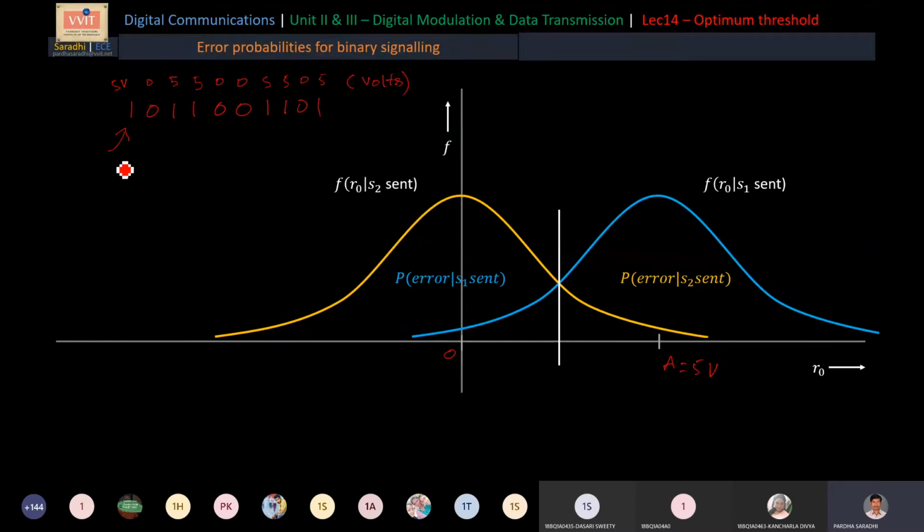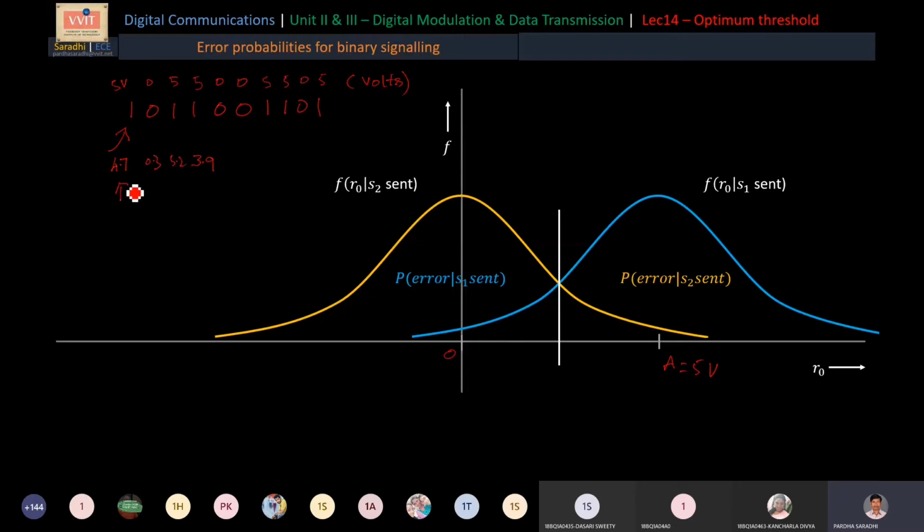Now, while receiving, this is something else, right? Because of noise, it can be 4.7 volts, and this is 0.3 volts, and this is 5.2 volts, and this is like minus 0.7 volts. Sorry, it is bit 1, so it is supposed to be 3.9 volts. Noise is heavy, like that it is happening.